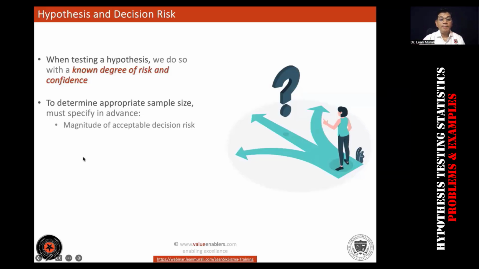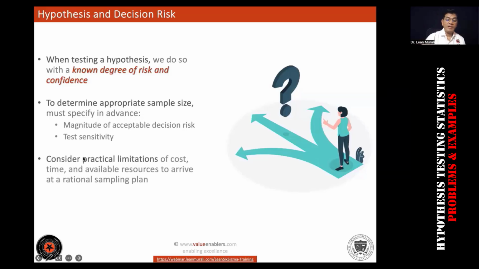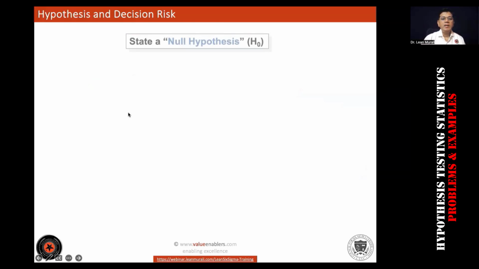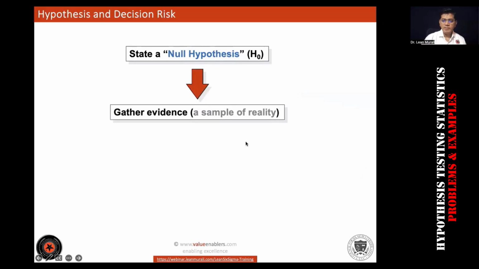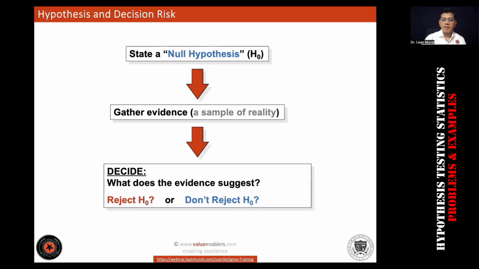Magnitude of acceptable decision risk, test sensitivity. I'll explain all that now. And then you cannot keep on introspecting because there is a cost and time involved in this. So we need to arrive at a rational sampling plan. Now, the steps are like this. You state the null hypothesis, which is H naught. You start gathering evidence to either prove or contradict the null hypothesis. And then we will decide whether we should reject or fail to reject the null hypothesis.